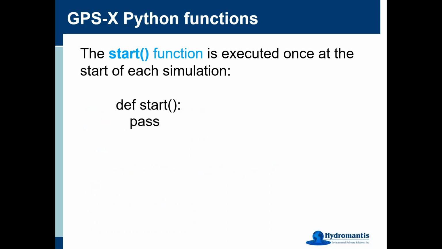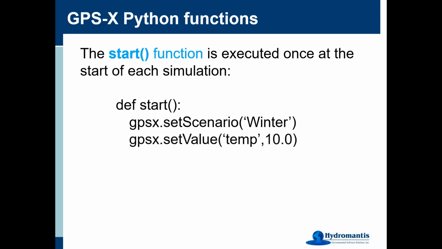So the start function is executed once at the start of the simulation. So for example, things you might do here would be to select a particular scenario that you've already got predefined in your GPSX layout. You may want to set one or more values. So in this case, you might want to set the temperature to 10 degrees Celsius, and I might want to set up and declare some variables. This is a list variable type in Python. And right now it's blank, but it's going to be ready so that I can append and add some information to it.